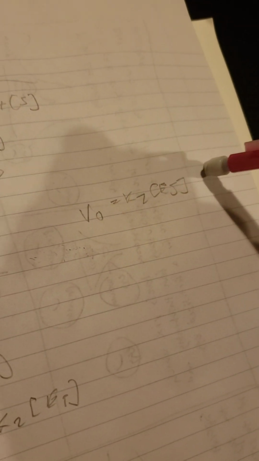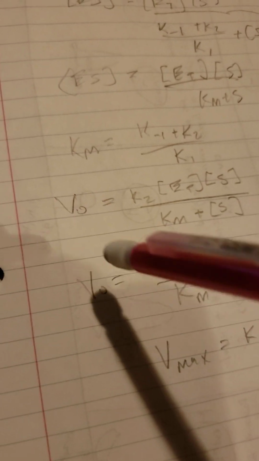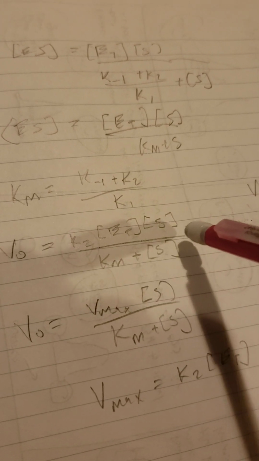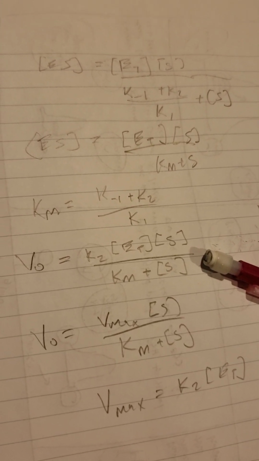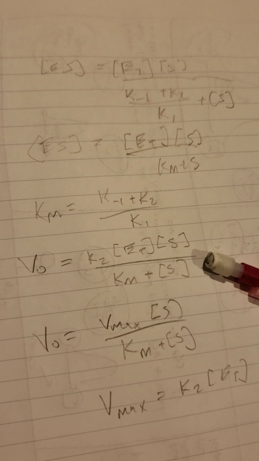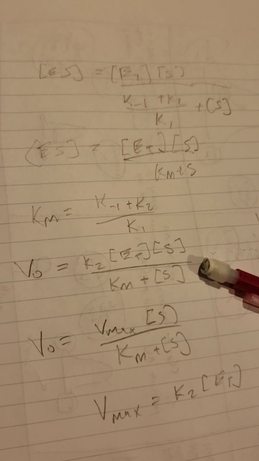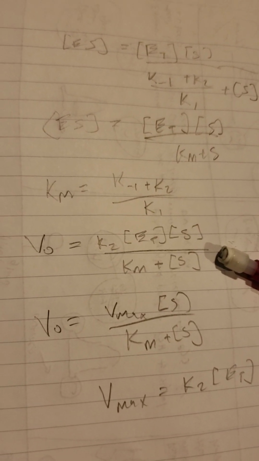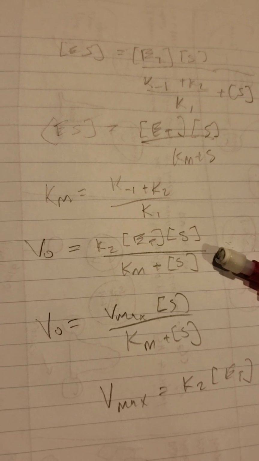Now going back to the equation on the previous page, where we have the initial rate equals K2 times ES, we now have initial rate equals K2 times ET times S over Km plus S. Since we know that the maximum velocity Vmax is equal to the total enzyme concentration times K2, we can substitute Vmax into the equation to get the final form of the Michaelis-Menten equation, and we have V0 equals Vmax times substrate concentration over Km plus substrate concentration.